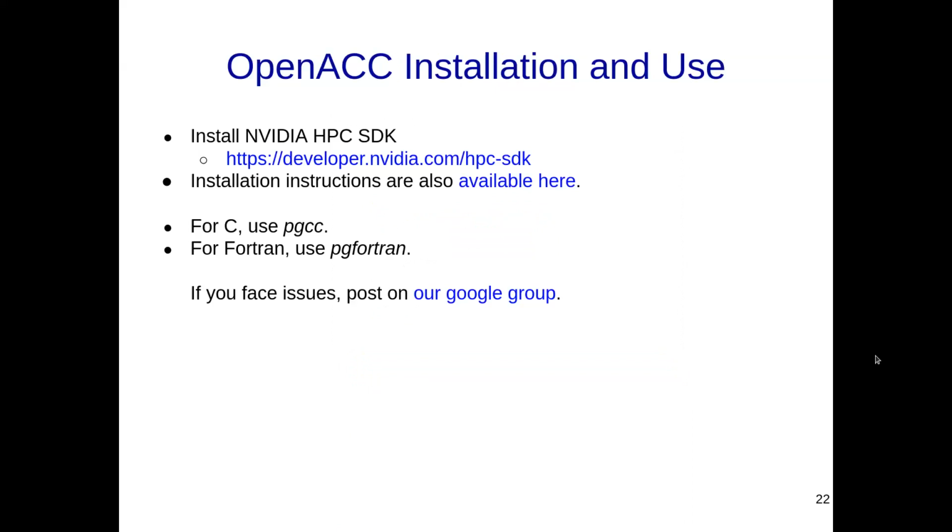So just a brief note on the OpenACC installation and its compilation as well as use: you have to install this NVIDIA HPC SDK on your machine. You could have a Linux or a Windows based implementation from the HPC SDK website from nvidia.com. And the installation instructions are also given in the same Google Sheet that I have shared. If you want to use C programs, that is whatever we were looking at, you can use PGCC. For C++, there is PGC++. For Fortran, there is PG Fortran.